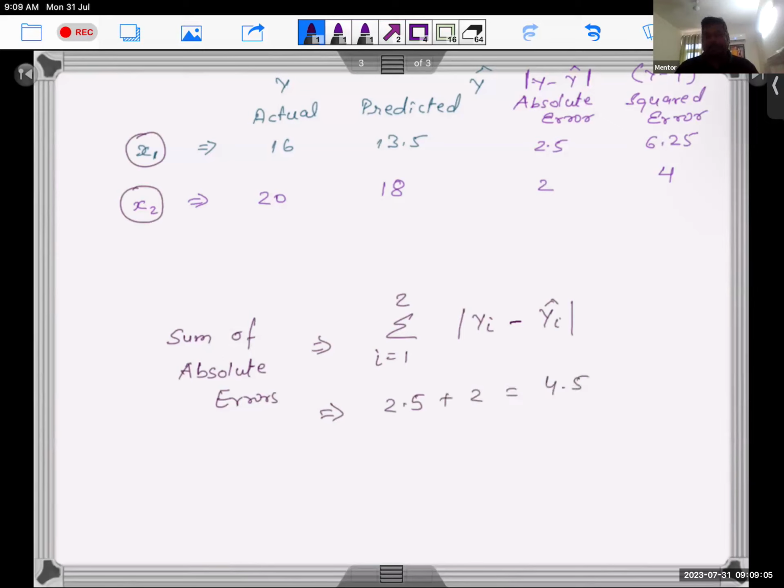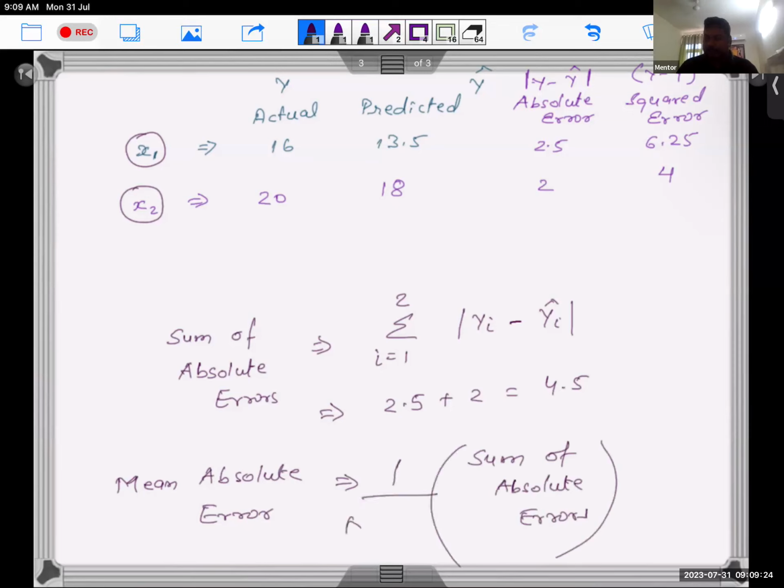If I ask you what is the mean absolute error, what would you do? This is just a recap of what we had done last time. You will divide the sum of absolute errors by what number? Number of records. So what is the number of records right now? 2. So in this case, this would be 1 by 2 multiplied by 4.5. So this is 2.25. So this is the mean absolute error.